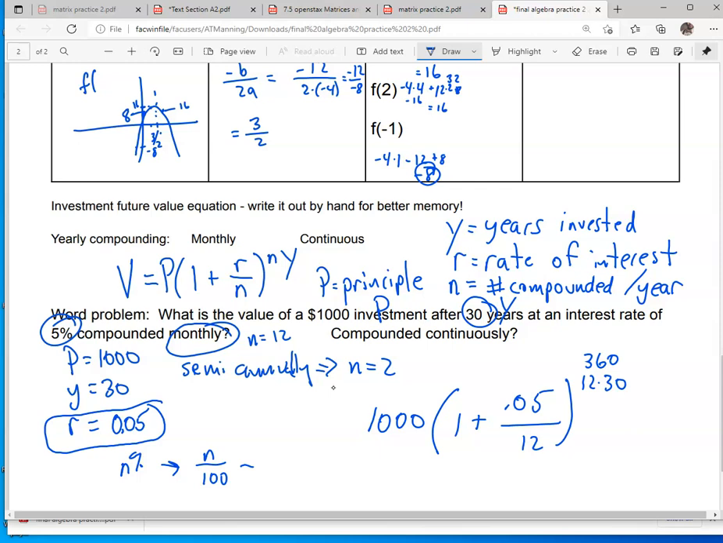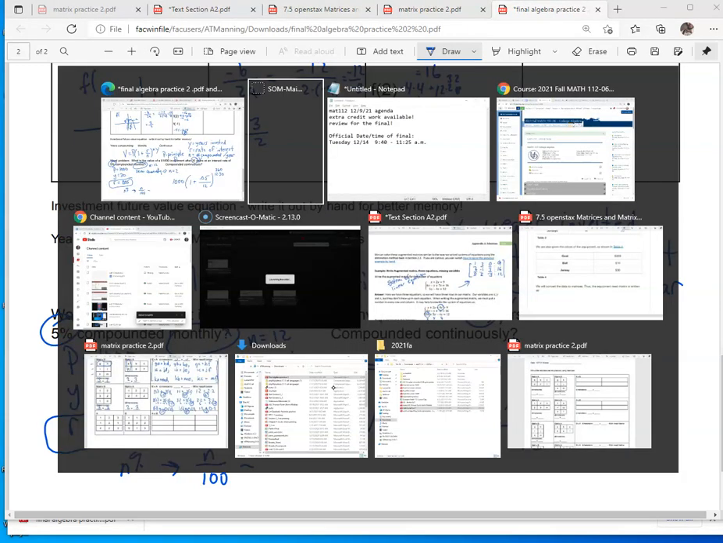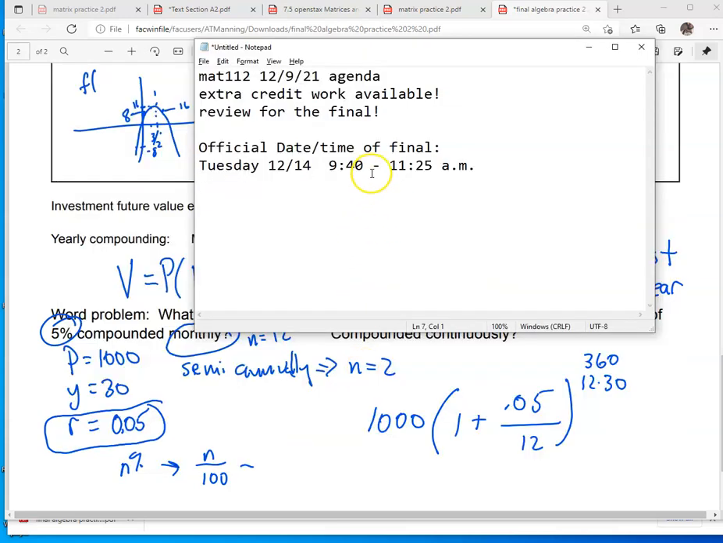And the final, remember, is, according to the official time, and I just sent an email out to remind you, Tuesday, 9:40 to 11:25. And there's only one chance. They're not giving us 2 chances. So be ready. If you can do those review problems, the review exam, you'll get points for that, extra credit. Do that, and you'll be prepared. Have a wonderful day.